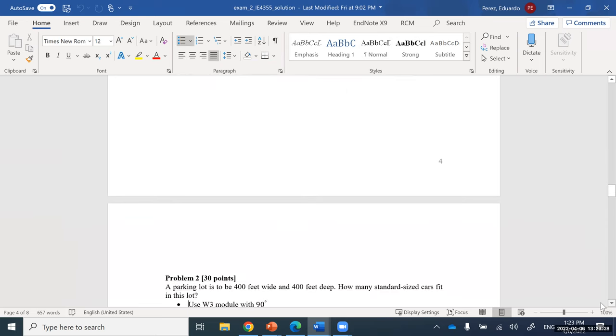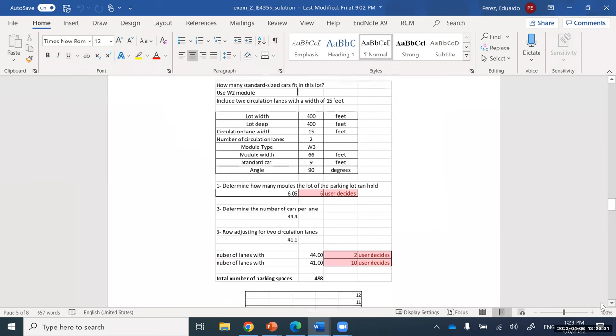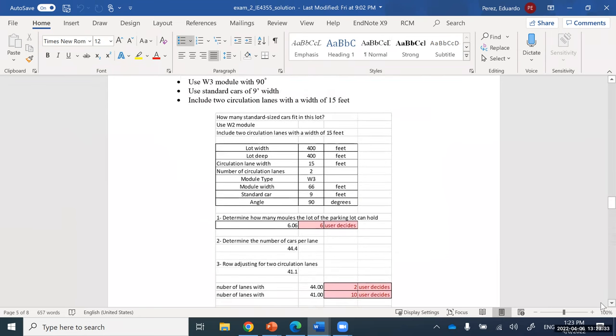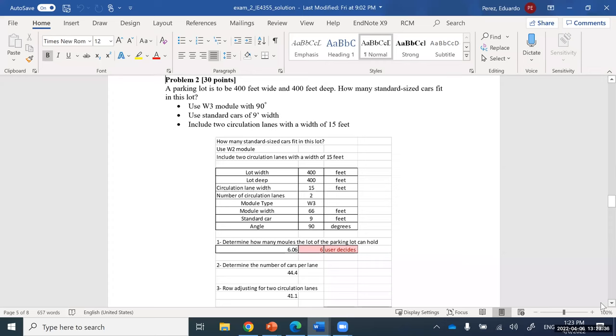The next problem is for the parking design. Again, some of you were not able to get the right number of modules. In this case, there were six. Some of you designed for the circulation lanes, but then when computing the total number of spaces, were not right in choosing the lanes that were affected by the circulation lane.